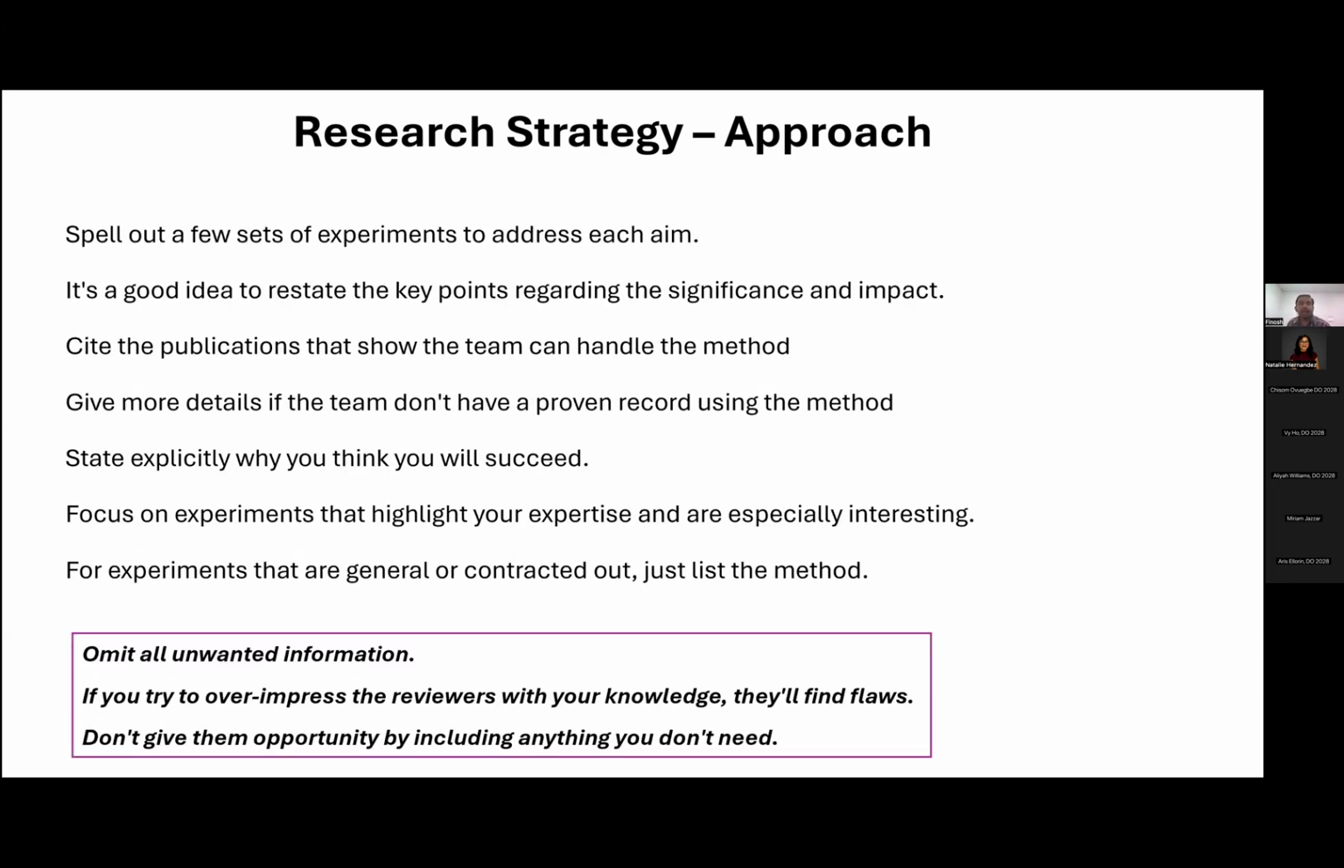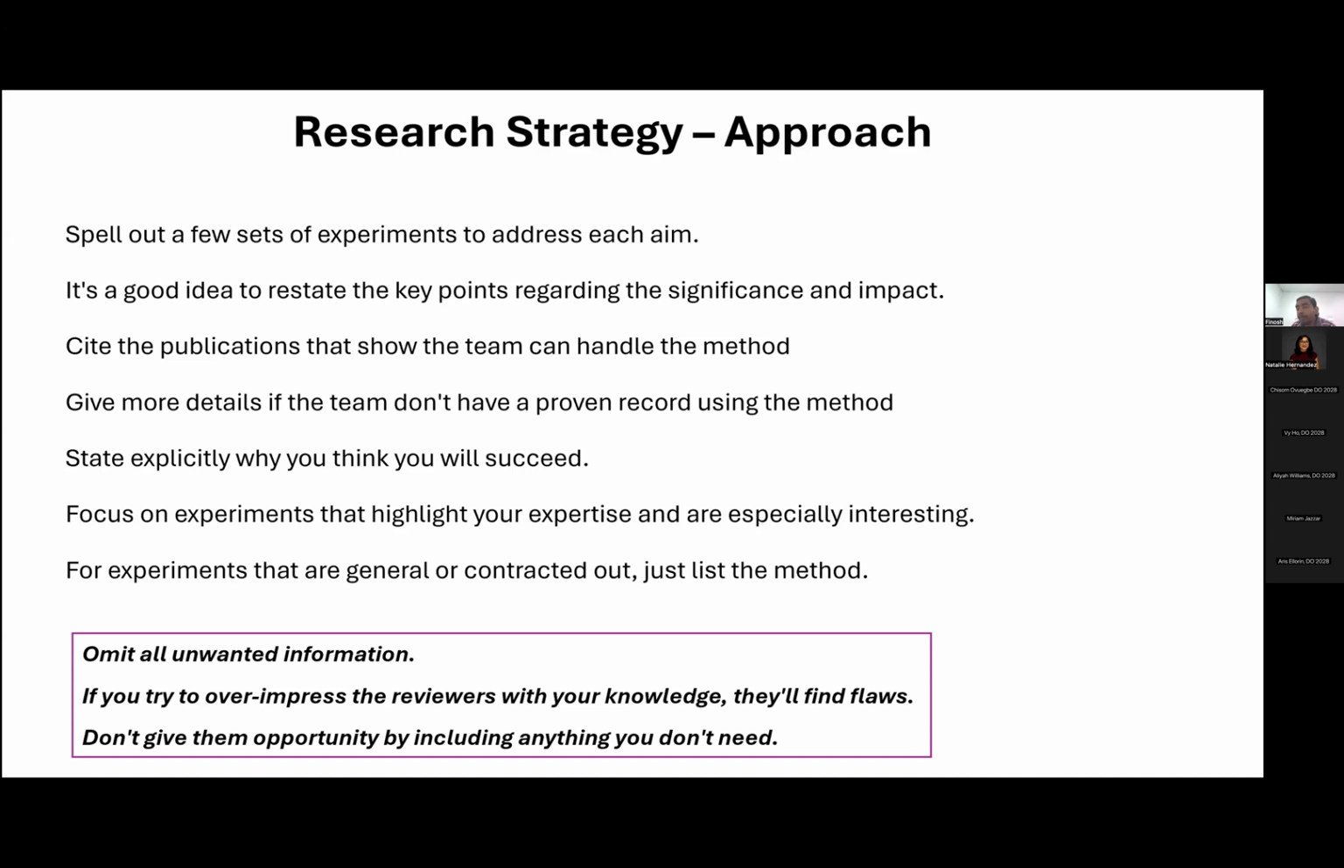Another thing to remember is to spell out at least a few sets of experiments. If they are unique or very specific, just emphasize that. It is always a good idea to reinstate the key points regarding the significance and impact when you put your approach. You can again rewrite your specific aims. Okay, this is what we are going to do.